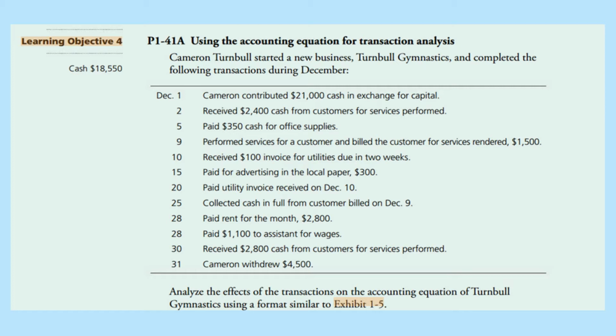This is the question. Cameron Turnbull started a new business, Turnbull Gymnastics, and completed the following transactions during December. So we have a set of transactions and I need to analyze them. I need to identify the effects of each transaction on the accounting equation. For each transaction, minimum 2 accounts will be affected, okay? Regardless of the account type. Is it an asset, liability, or equity account? Okay, so let's see.